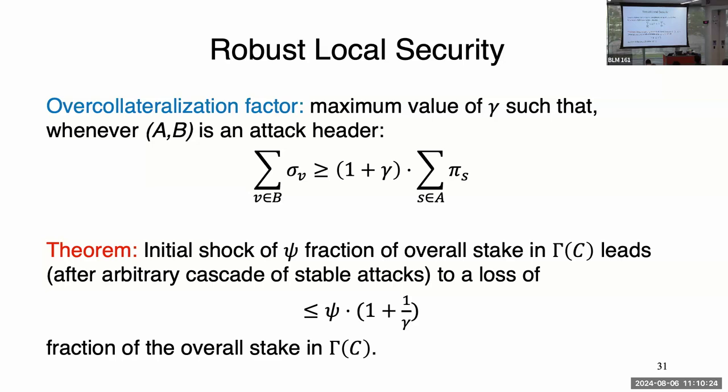And then you also see that we're allowing cascades only of stable attacks. Again, that's the well-motivated subset of the attacks we had before. And then when I talk about the initial shock of a psi fraction, that's projected within the validators of gamma of C, the ones that are exclusive to C. And similarly, when we talk about this eventual stake loss, that is also relative to the overall stake in gamma of C.